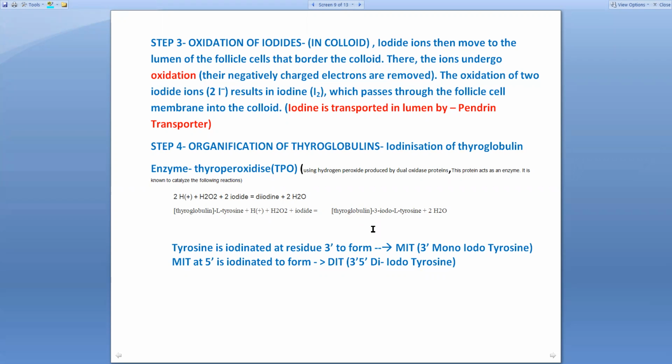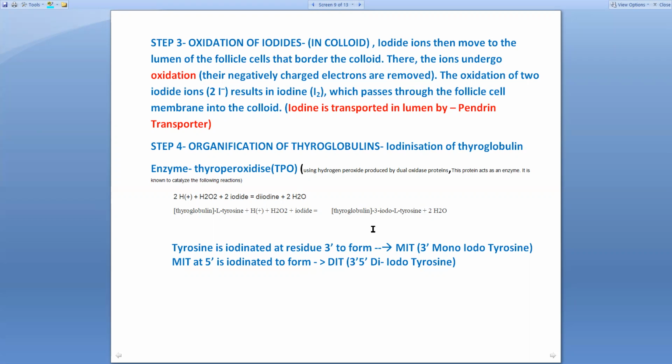So step 4 is organification of thyroglobulin. Iodination of thyroglobulin is also called organification. The enzyme is thyroperoxidase, TPO. Thyroperoxidase or thyroid peroxidase is using the hydrogen peroxide produced by the dual oxidase protein.